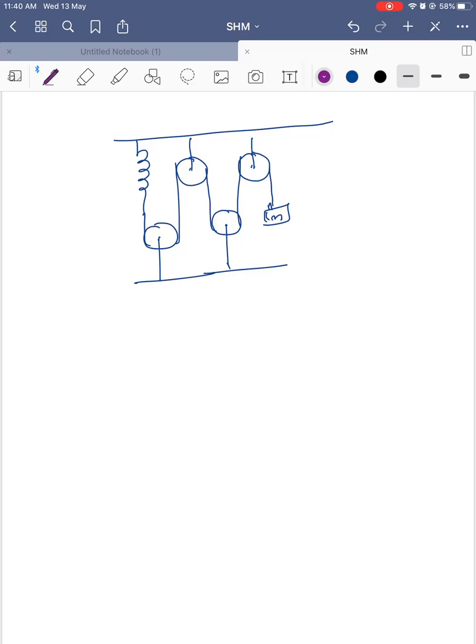Welcome students. In this class we are going to see a few examples on pulley, spring and mass combinations, and how they perform simple harmonic motion if the combination is given. So when it is in the normal position, what is the cause of the oscillations? The cause of the oscillation is restoring force.